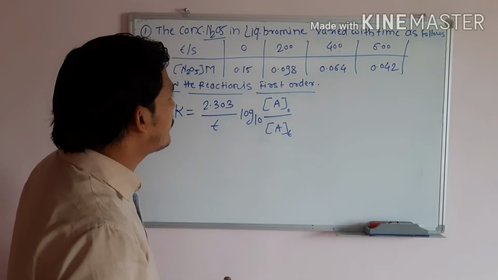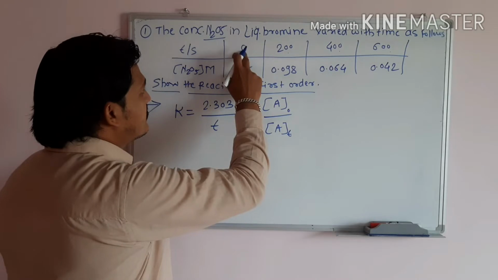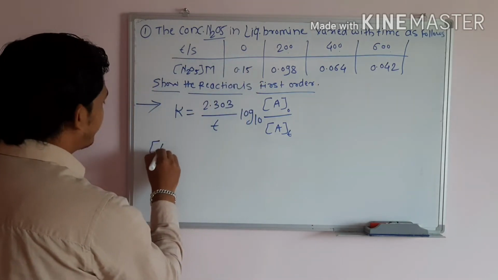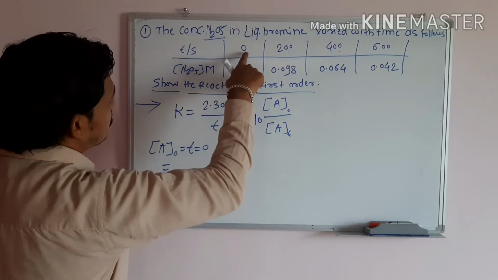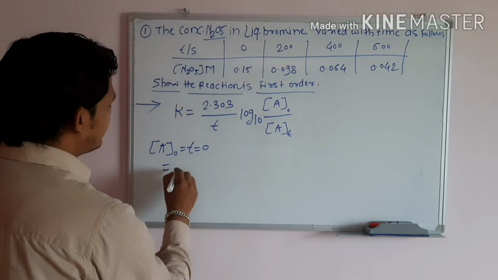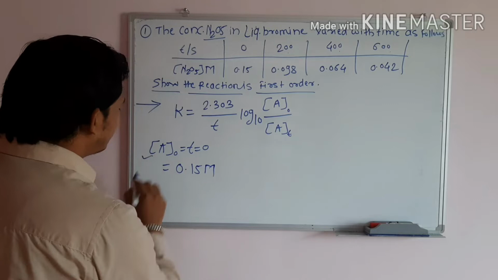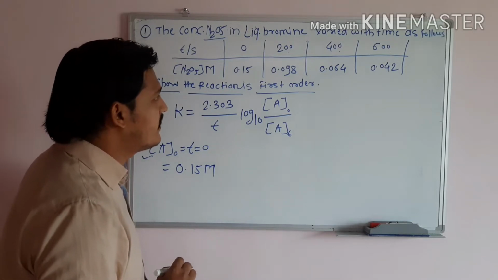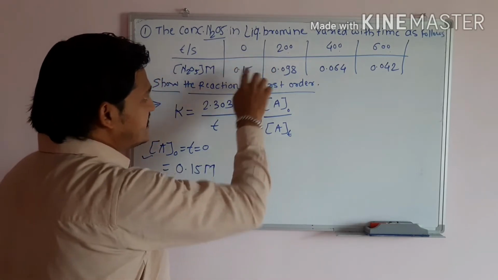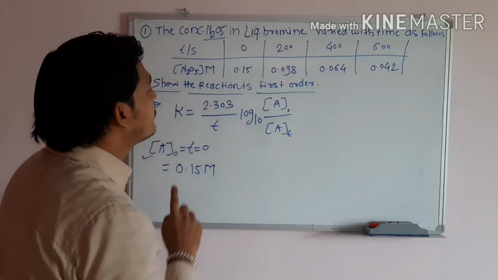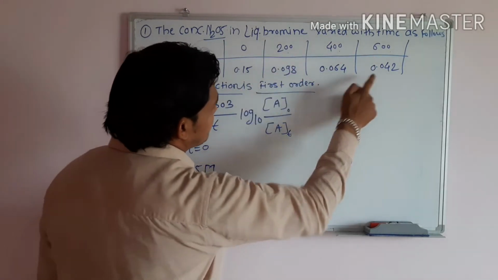So we have to find the definite time interval. The initial concentration A0 at time 0 second is 0.15 molar. Now we have to solve the numericals stepwise. The initial concentration is a fixed value. Remember that as time increases, the concentration of reactant decreases.